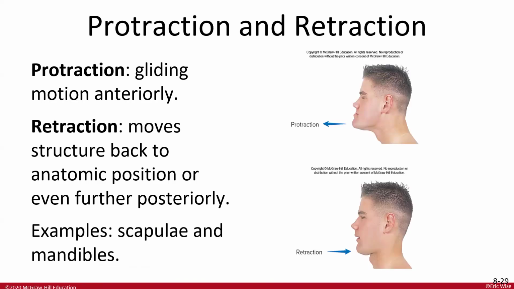Protraction and retraction. If you watch his jaw again, the mandible, protraction is going anterior, retraction is going back from protraction, or depending on the joint, sometimes we can retract that jaw even farther behind our teeth line. For the scapula, you can think of rounding your shoulders and pushing your shoulder blades anteriorly. That would be protraction. Or if you really pinch them back and think about perfect posture, that's retraction of the scapulae.